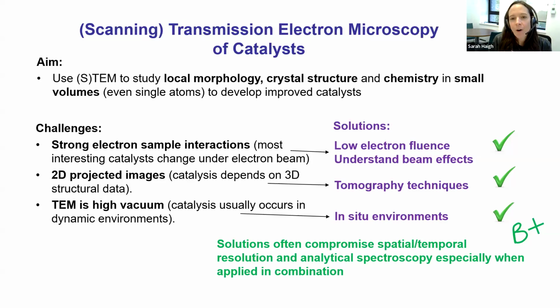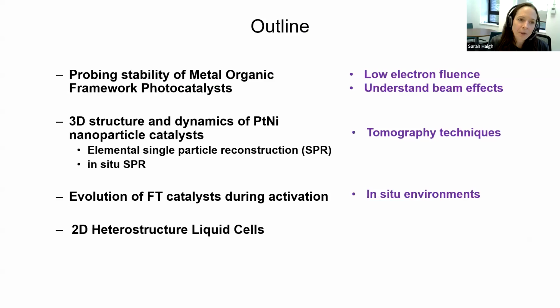And the problem is that often these solutions end up compromising what we wanted from the electron microscope in the first place. So either the atomic resolution or the temporal resolution, or the ability to measure the chemistry and the elemental distribution inside our material, especially when we want to do these techniques in combination. So we want to use low electron fluence and do tomography and study an in situ environment, and things start getting really challenging.